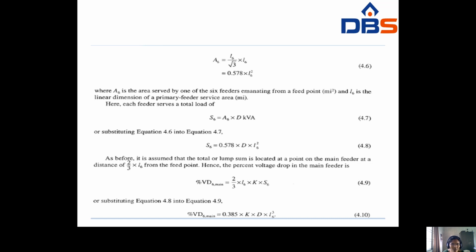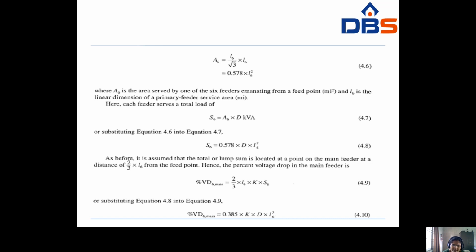So at that time you have to write A6 equal to L6 squared by root 3, where A6 is the area served by one of the 6 feeders terminating from a feed point, and L6 is the linear dimension of the primary feeder service area. So here each feeder serves a total load of S6 equal to A6 into D kVA.